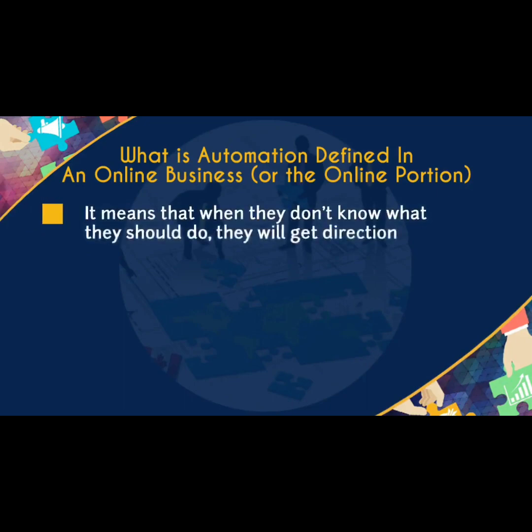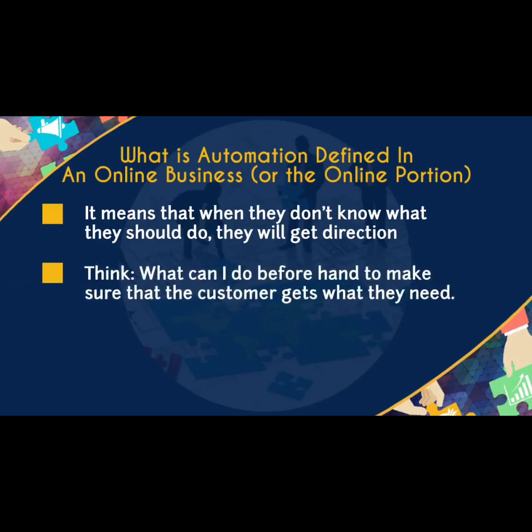It means that if your client or your customer doesn't know what they should do, they get direction. And that does not mean that you can be there 24 hours a day. That's what an online business is. That's what the online portion of your business is. It means that they get direction when they need it. And again, the way you want to think about this is, what can I do beforehand to make sure the customer gets what they need, right? What can I do ahead of time? We're going to talk about some of those things in this session.